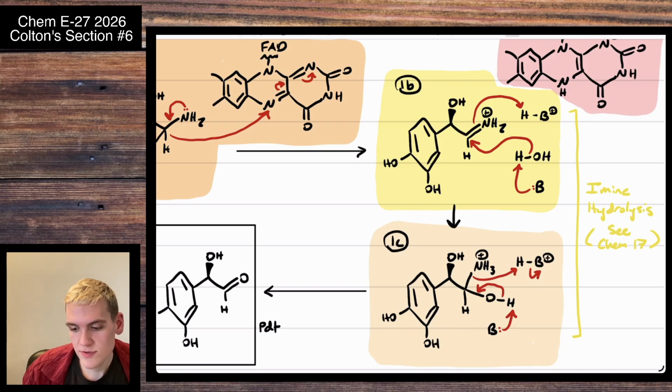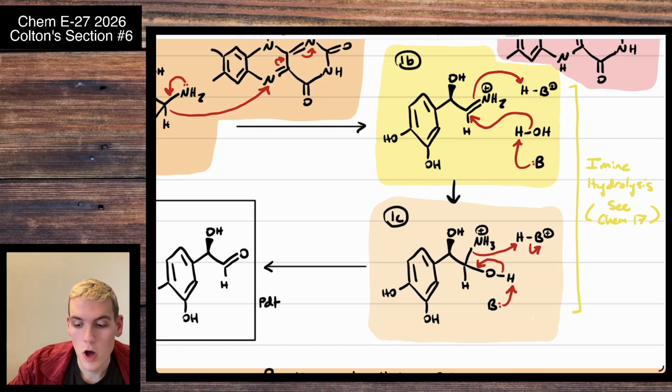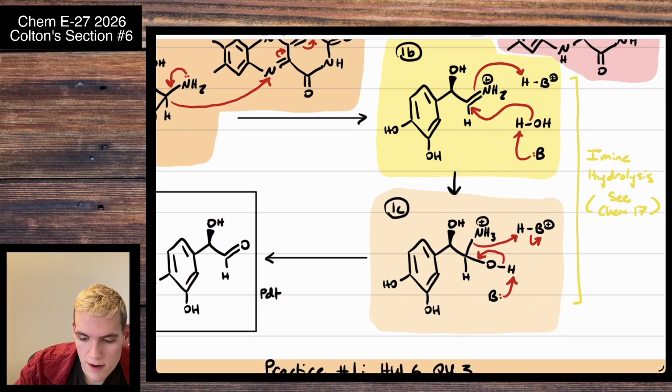And our Chem 27 version of amine hydrolysis looks like this. So we have a water come in, and the general base is going to deprotonate it to make a better nucleophile. The water is going to go and attack, and then we are going to have it go and grab a hydrogen from the general acid here. I'm missing one arrow, which is this one right here.